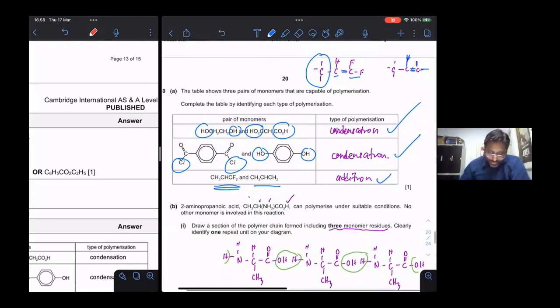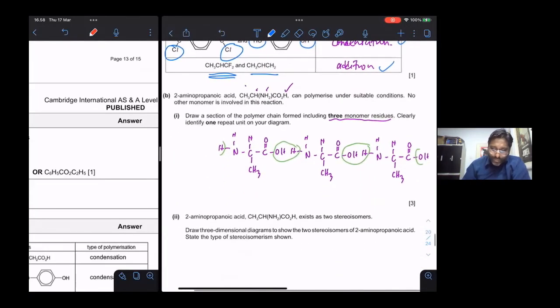And the last one, okay, here, next one is going to be, they give you this, and then they say it can polymerize under suitable conditions. No other monomer is involved, so the same monomer within themselves. Okay, why? Because there is carboxylic acid and NH2. Yeah, so you arrange, okay, carboxylic acid over here, NH2 over here. Later I copied 3 because I want 3. So when you remove the H and OH, so H and OH, H and OH, and so on.